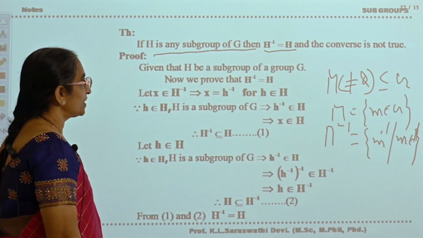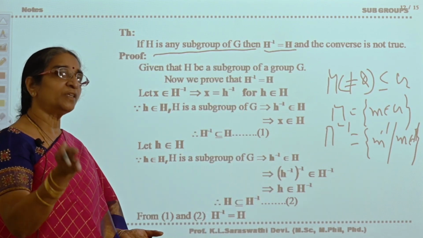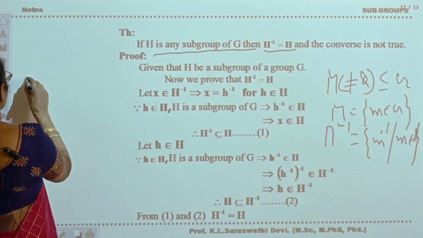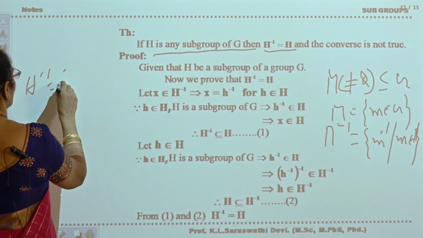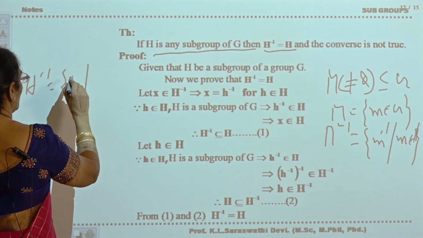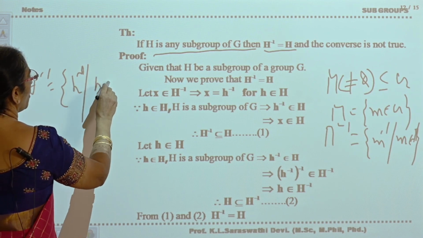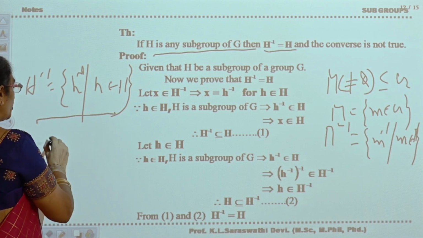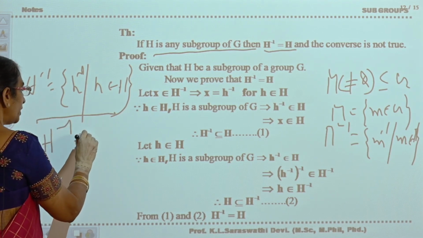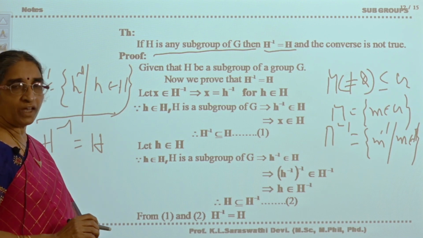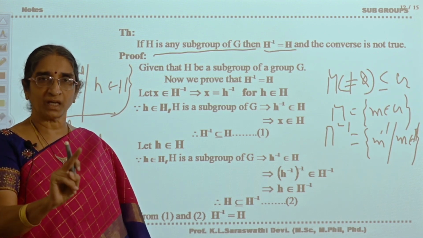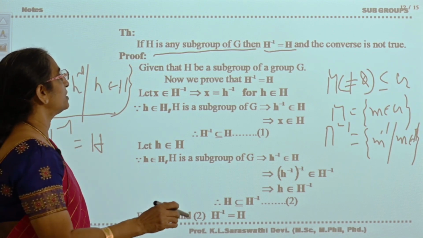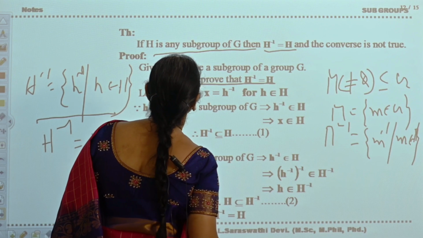Now what are you going to say? H being a subgroup, it is a complex. So H inverse, by definition, is the set of all h inverse where h belongs to H. This is the H inverse. Now what you have to prove is H inverse is equal to H. That is, if any complex is a subgroup, the inverse of that subgroup and the subgroup are both the same. Now we prove that H inverse is equal to H.